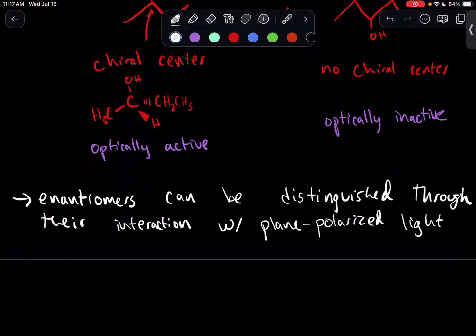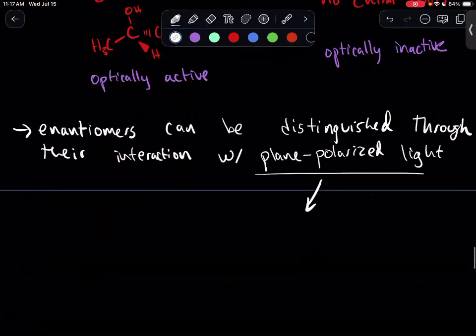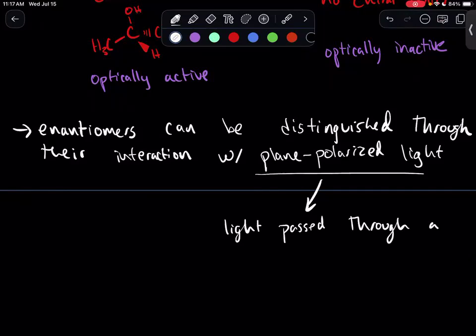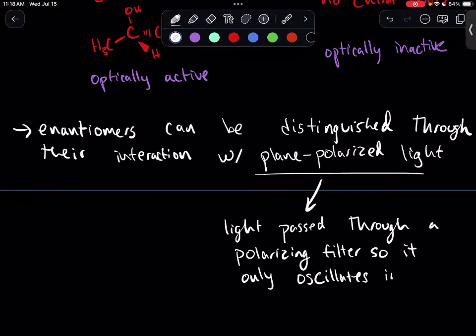So to figure this out, let's first discuss what plane polarized light is. Like I said, it's a long video. This is light passed through a polarizing lens or polarizing filter, so it only oscillates in one direction.